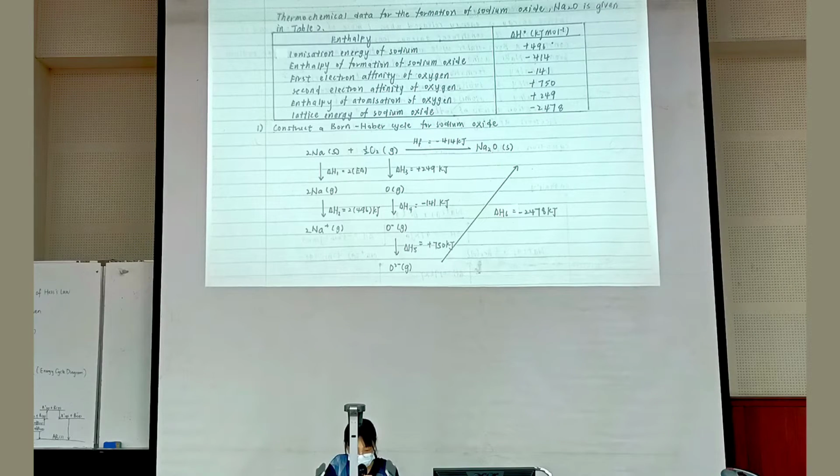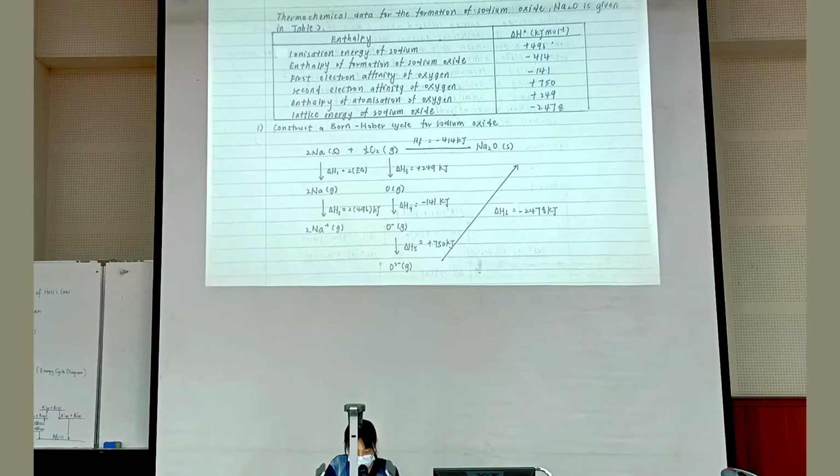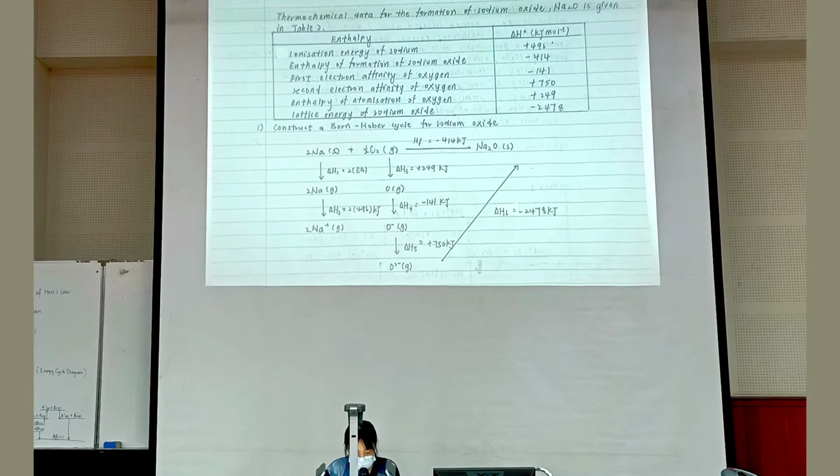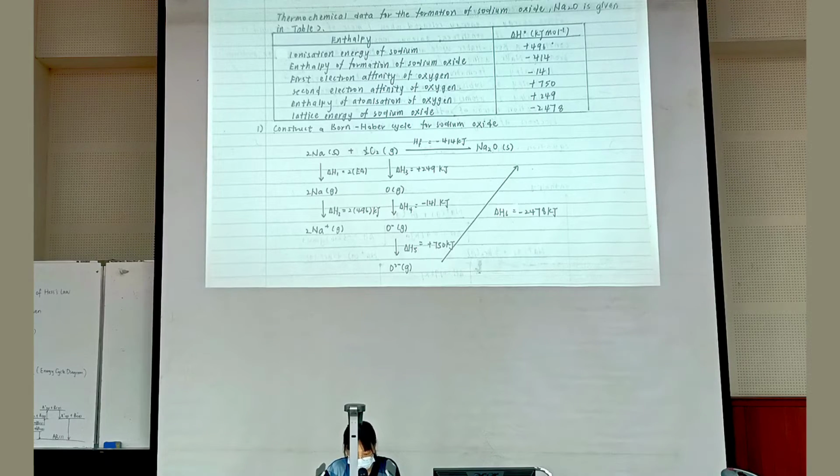So first we have to construct a Born-Haber cycle for sodium oxide. We write out the equation first. 2 sodium plus half oxygen will form Na2O. So we look at the sodium first. We have to change the sodium from solid state to gaseous state. So this is the information that we cannot get from the table, so we just write a symbol, and then we have to change the gaseous form to ion. So the energy is the ionization energy of sodium.